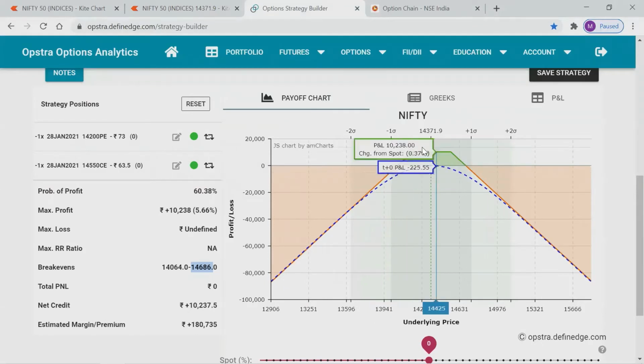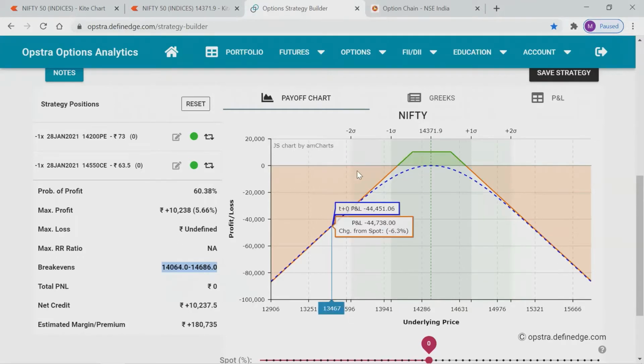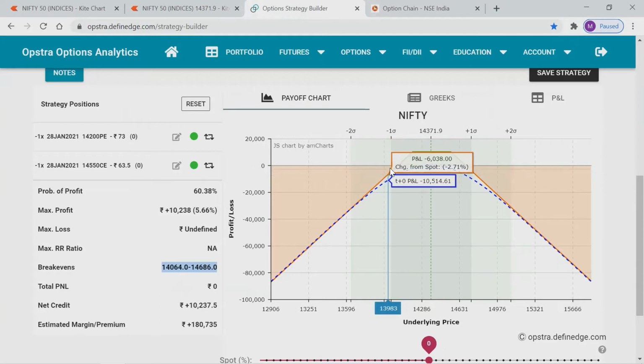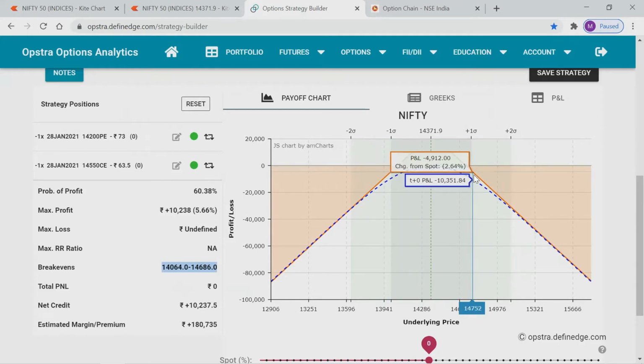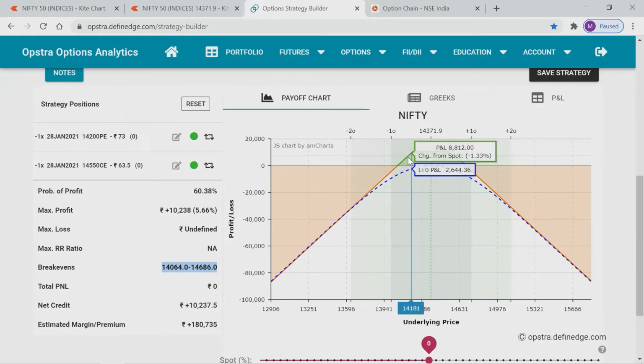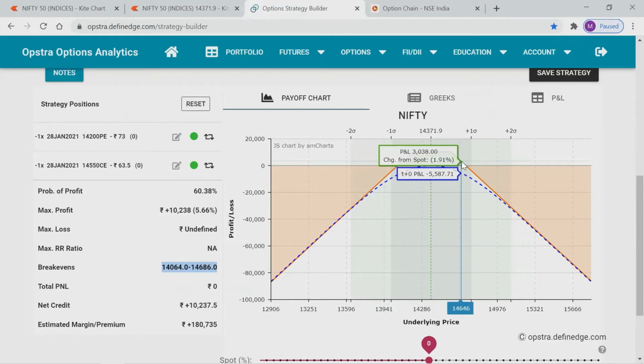If the market is coming out of this range, the range that I am talking about, which is 14,064 and 14,686, our loss will start. The market should be staying in that range only for us to be in profits. If the market makes a strong movement downward or upward, then we'll be facing losses. So to control this loss, we use stop loss. If it stays in that range, we'll be benefited. We'll be getting the profits.